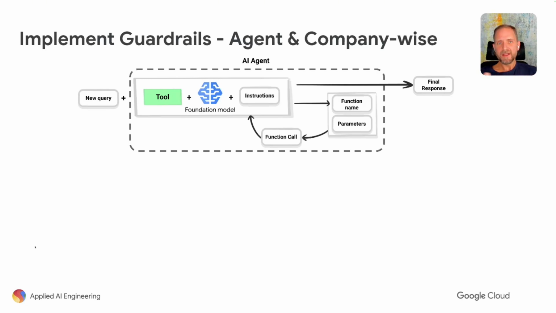Behind the scenes, an agent consists of the foundation model, the tools, and the instructions how to call the different tools. And every time that we have a new query, then the core of the agent will run the different tools and return back the different responses.